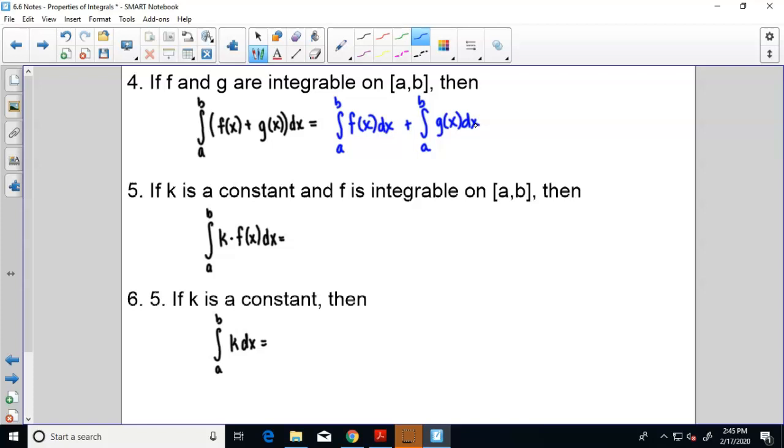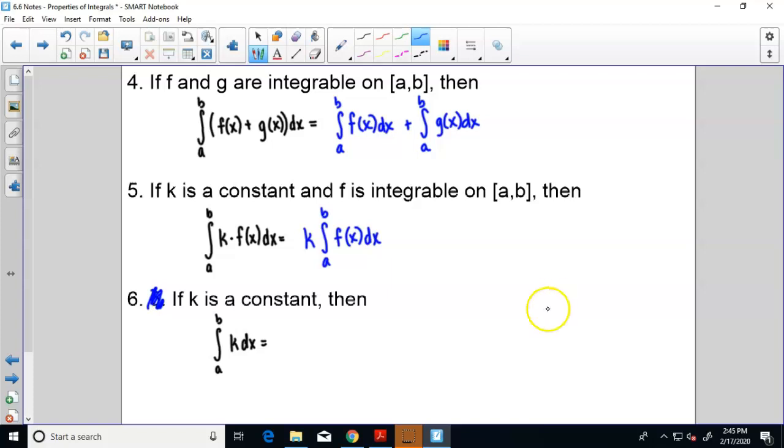Number 5, if k is a constant and f is integrable on a and b, then if we have a constant right here, that k is our constant, we can pull it out front, just like we can do with derivatives. So it would be k times the integral from a to b of f of x dx. This shouldn't have that 5 right there. Sorry. And then our very last one, if k is a constant.